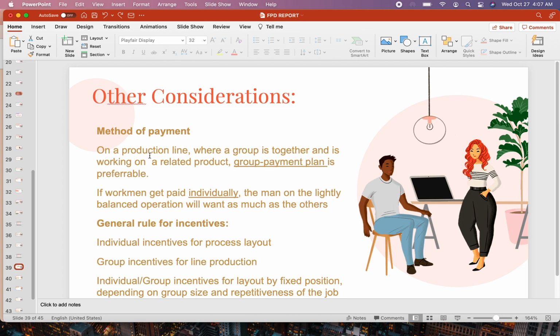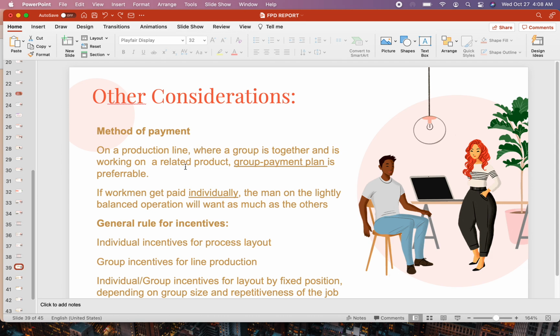Other considerations: method of payment. On a production line where a group is together and is working on a related product, a group payment plan is preferable. If workmen get paid individually, the man on the lightly balanced operation will want as much as the other. So these are the other considerations to attain balanced operation, one of which is the method of payment.